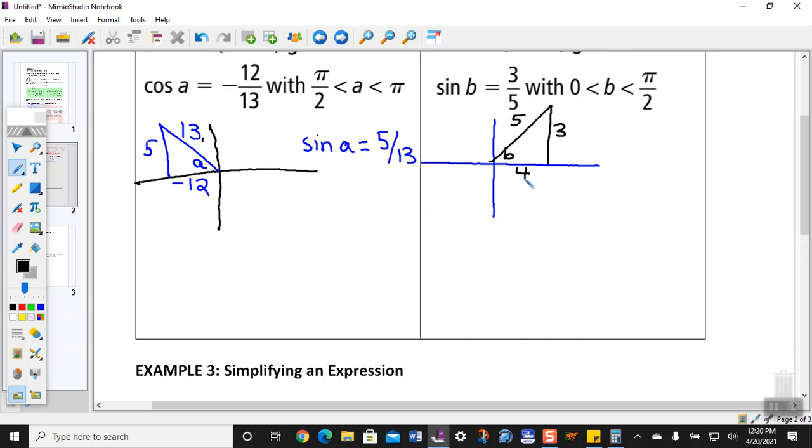So it's gotta be a 4. Positive or negative 4? Negative. I mean positive. It's gotta be positive there, yep. So guys, we know the sine of b. Can we find the cosine of b from this mess now?